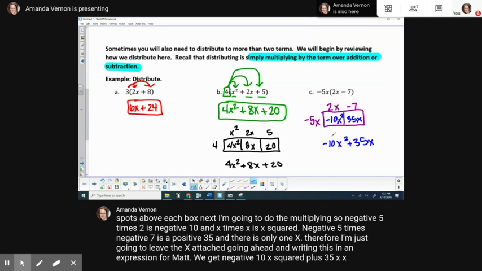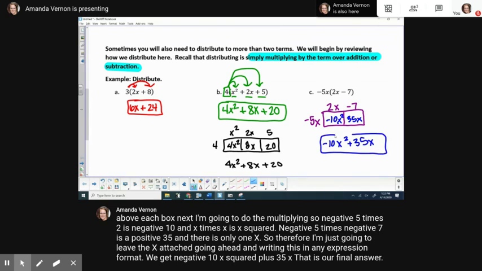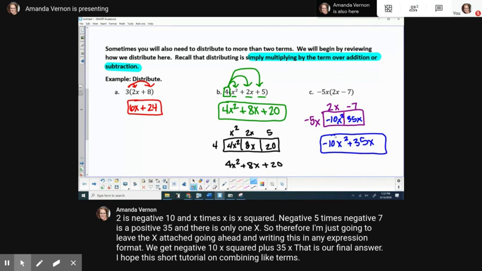That is our final answer. I hope this short tutorial on combining like terms and distributing is helpful.